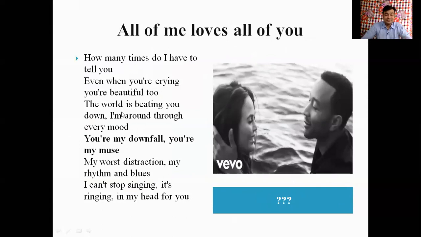There is a great song, All of Me Loves All of You. I hope you have heard the song. And here is the line you might find: you are my downfall, you are my muse. Try to understand. This is the social impact in present day of muse. So without muse, it is utterly impossible to write something. If you don't have any muse, if you don't have any inspiration to read or write, definitely you are not going to produce any new writings. So that's why the lyric is that you are my muse. Okay, so if you had the song, you would definitely love it.